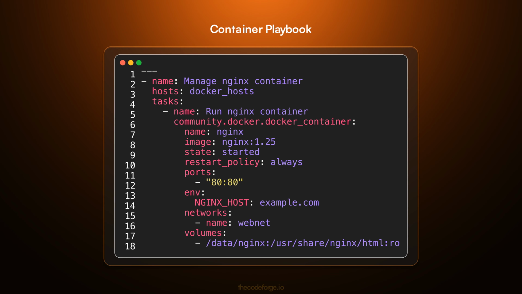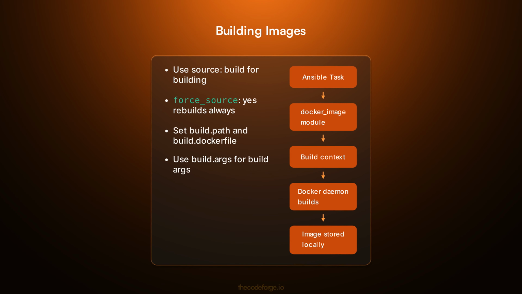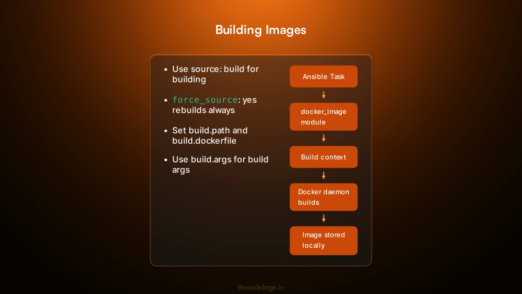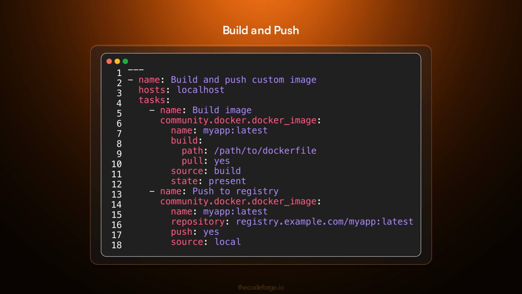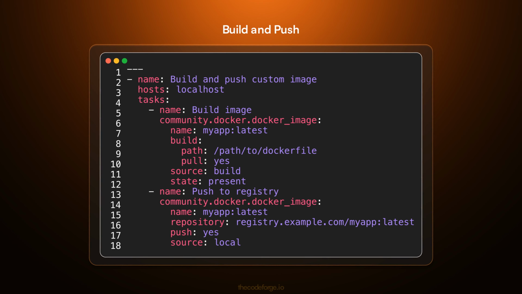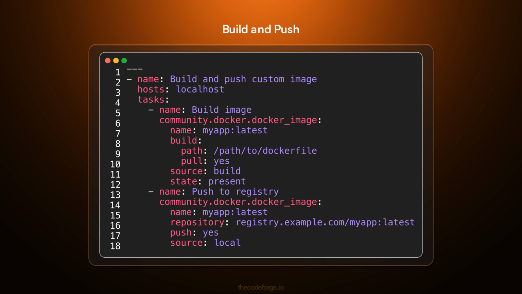set comparisons. The docker_image module can build images from a Dockerfile. Use source: build and specify the build context path. force_source: yes forces a rebuild even if the image exists. In production, you might set force_source: no and only rebuild when code changes. This playbook builds an image and pushes it to a registry. Note the build path must be on the target host. If building on the control node, use delegate_to: localhost, and ensure Docker is installed locally.